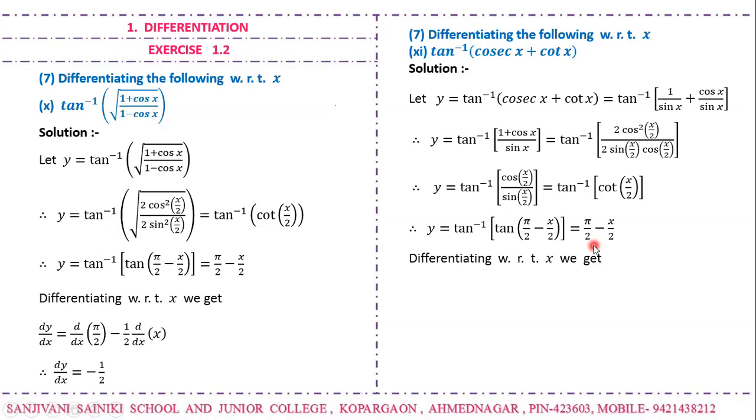Differentiate that with respect to x, we get d by dx of pi by 2 minus 1 upon 2 times d by dx of x. Pi by 2 is a constant, its derivative is 0, and the derivative of x is 1. So we get minus 1 upon 2.